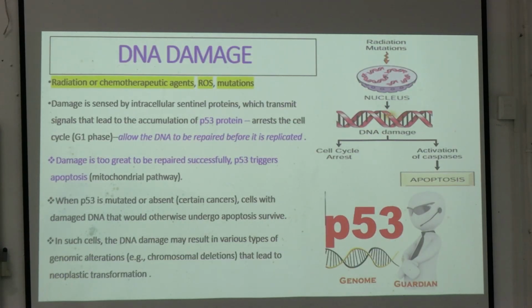DNA damage. DNA is damaged by a variety of agents. It can be damaged by radiation, so X-ray exposure, UV light, all these things cause DNA damage. Chemotherapeutic drugs cause DNA damage, reactive oxygen species, and of course mutation. So DNA damage হলে normally কি হয়, you have something called P53. P53 is known as the guardian of the genome.